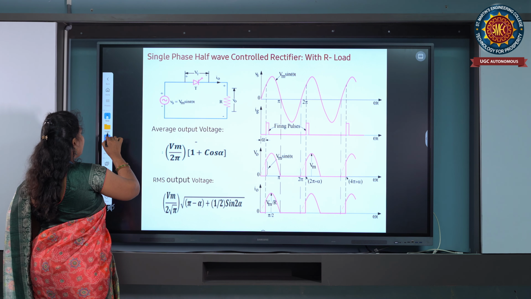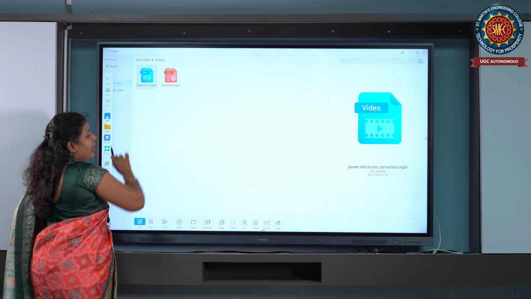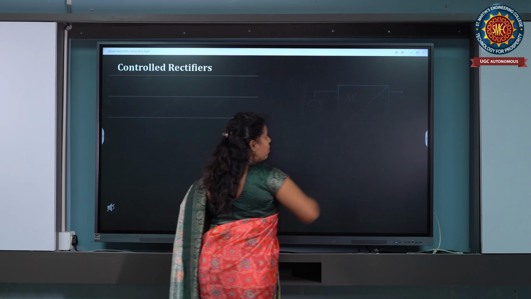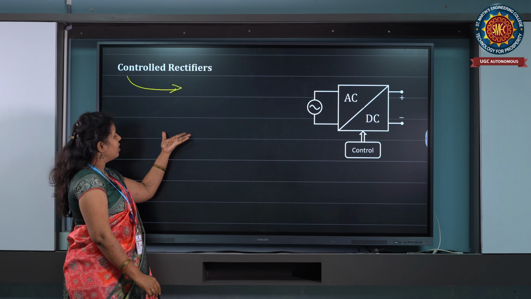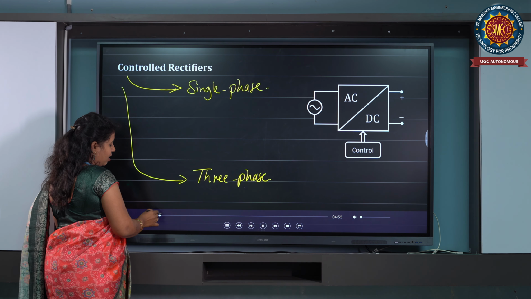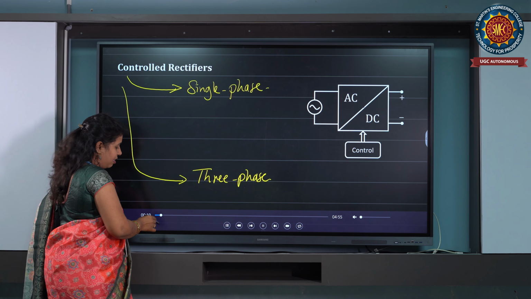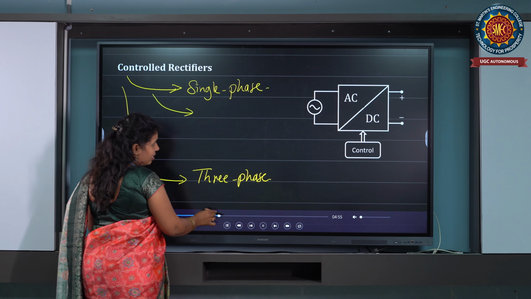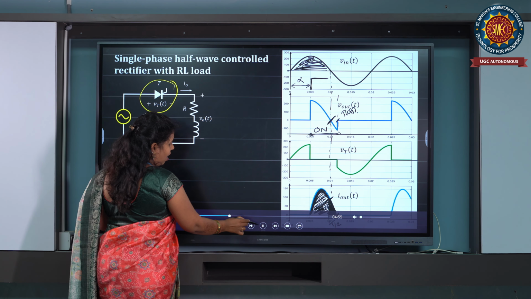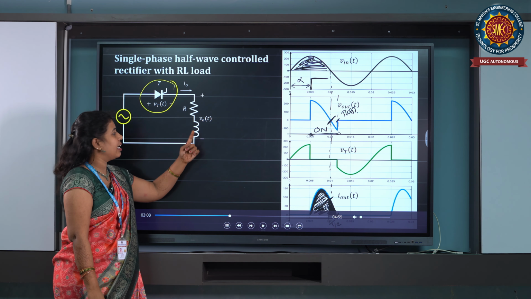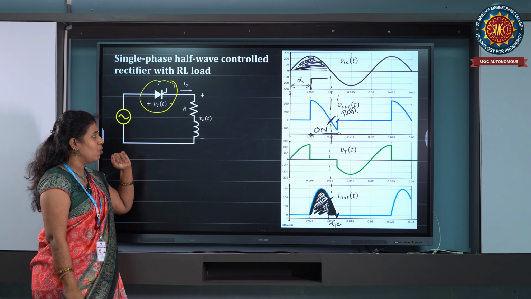Now we are going to see the half wave controlled rectifier with an RL load. Here are the different types of converters, single phase and three phase. Now we will see the single phase half wave controlled rectifier with an RL load. The only difference is the load, that is R and L load we are going to use, and the operation will be the same.